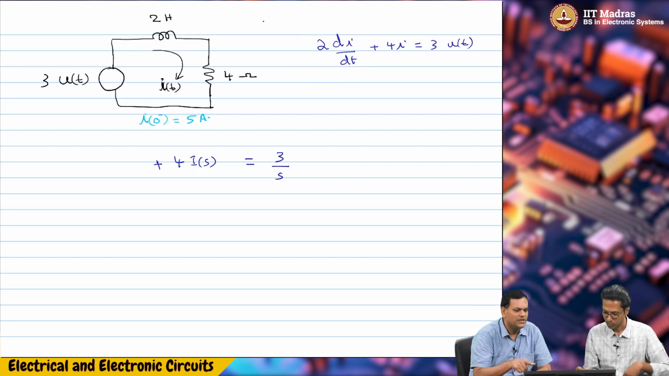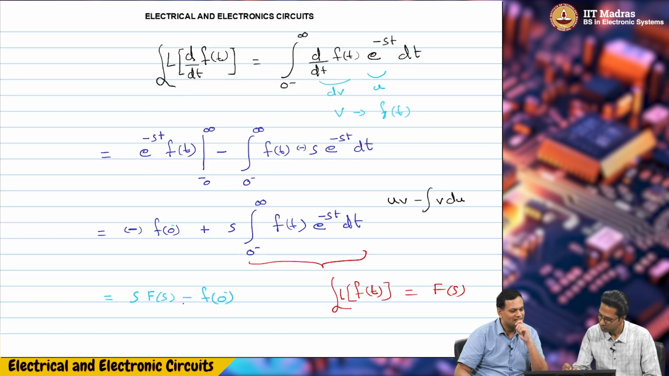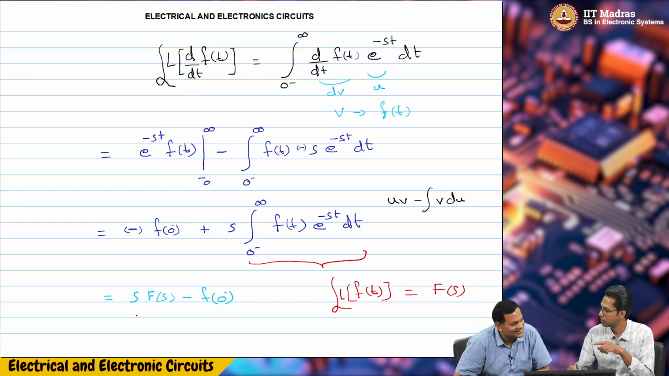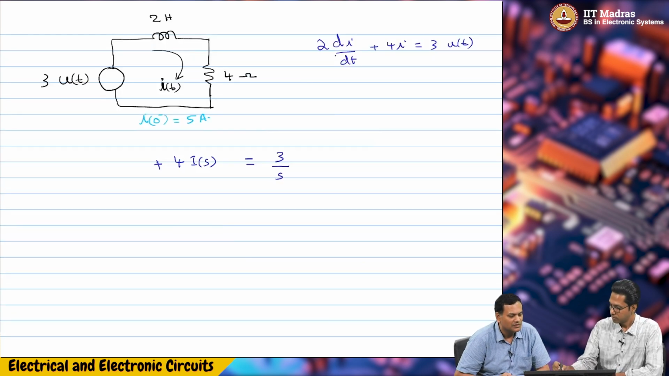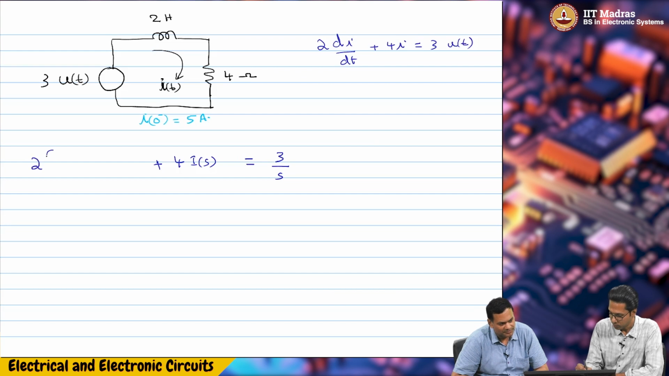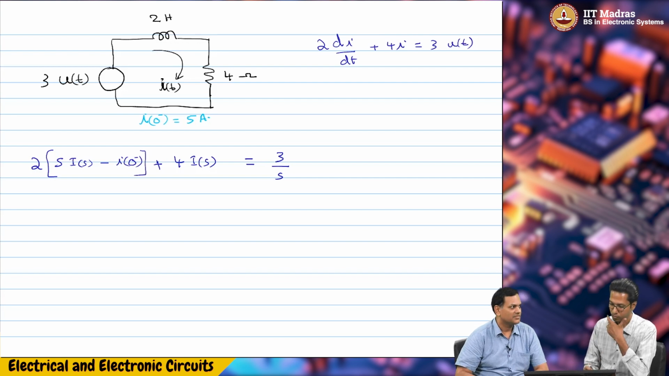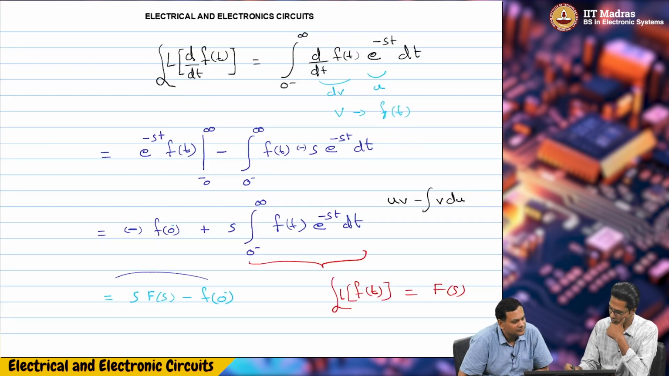Now we need to deal with the derivative term. Let's see what we did just before. If you have the derivative of f, it was just s F of s minus f of 0. So I have 2, that's common, then s I of s minus small i of 0 minus. We have just used that.